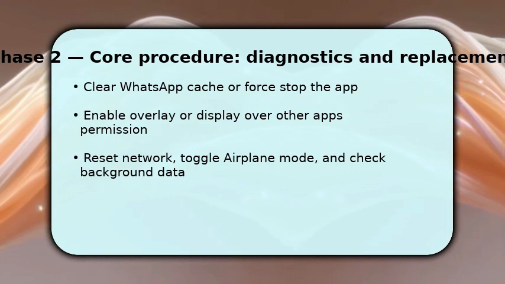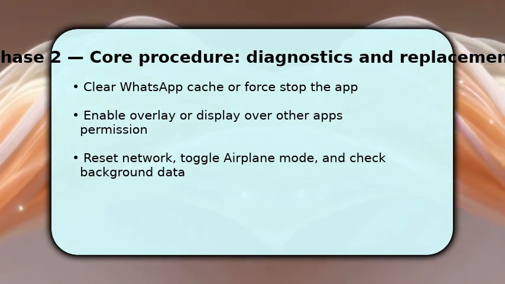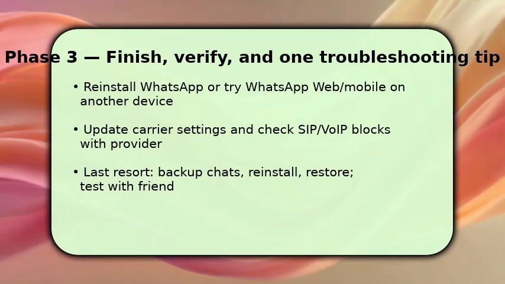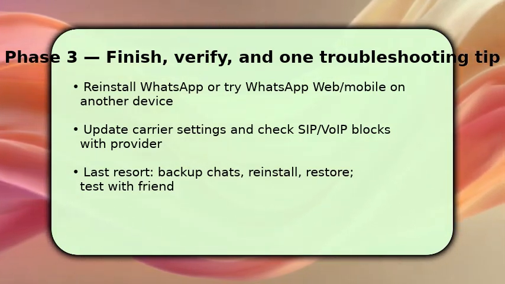Finish by backing up chats and reinstalling WhatsApp if prior steps fail. Reinstall fixes deep app corruption. After reinstall, restore your backup and test calling with a known contact.